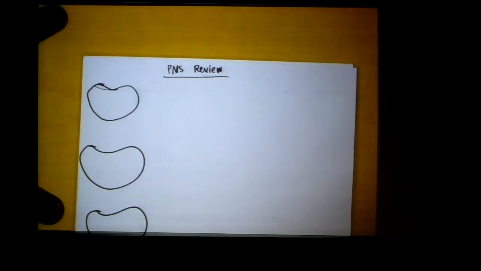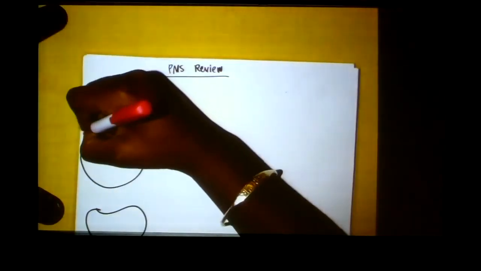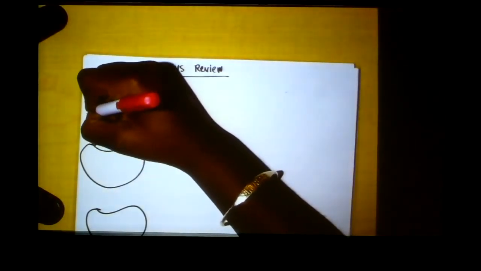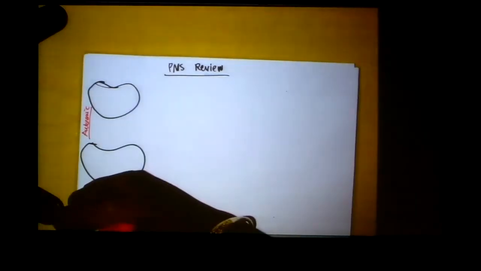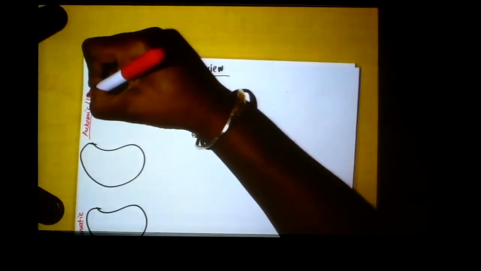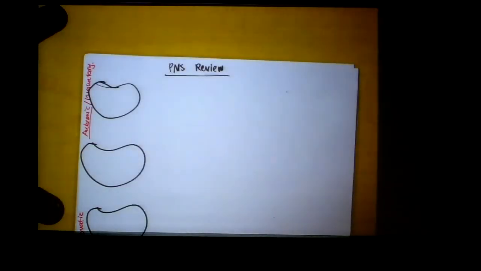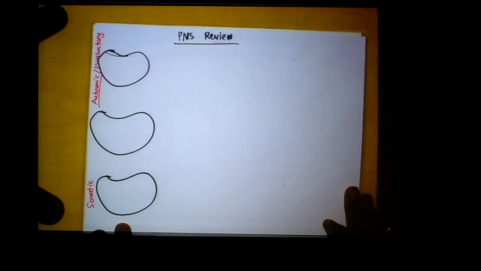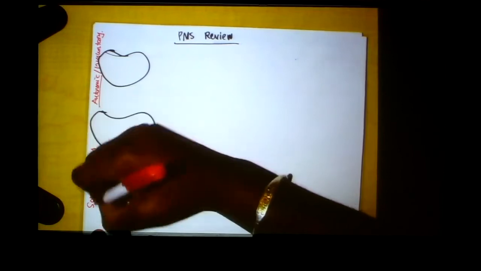I'm going to start this off by describing the three parts of the nervous system, okay? We talked about the autonomic nervous system. What's another word for autonomic nervous system? Involuntary. Make sure you know what that means, right? We're not voluntarily controlling our autonomic nervous system. Our somatic is also called our voluntary, okay? We talked about that extensively.